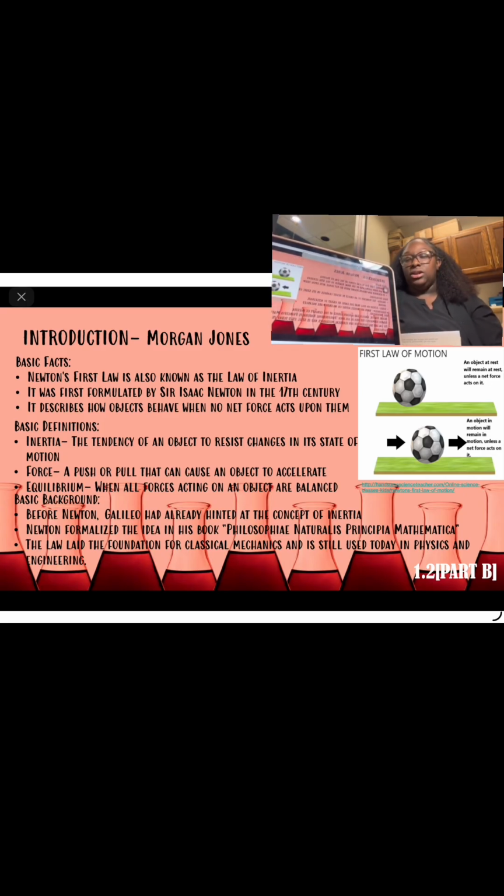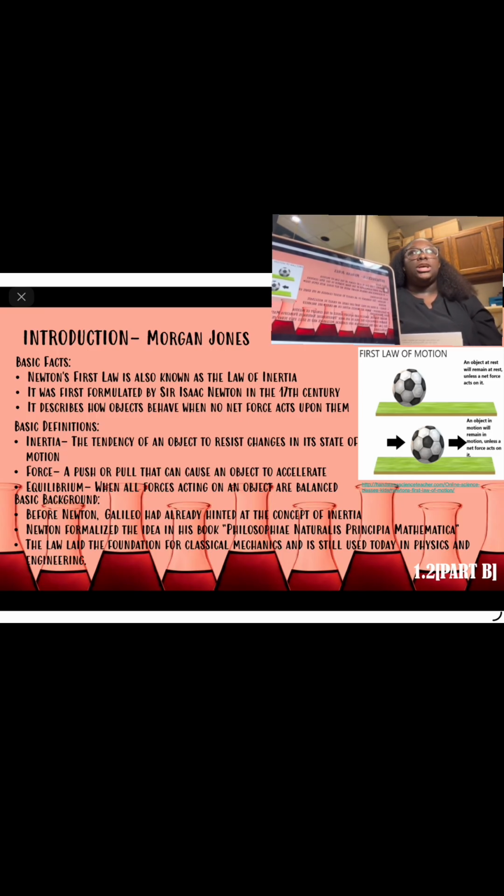Newton's first law of motion is also called the law of inertia. It was first formulated by Sir Isaac Newton in the 17th century. The law explains how an object behaves when no external force acts upon it.